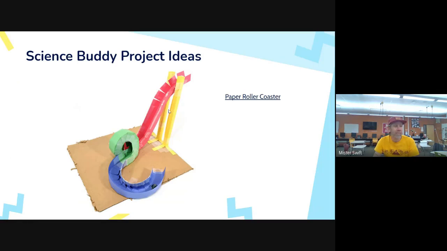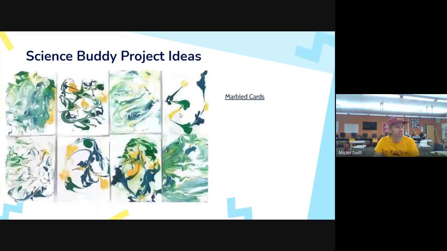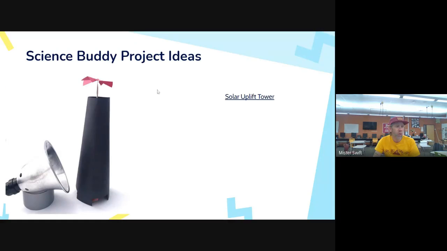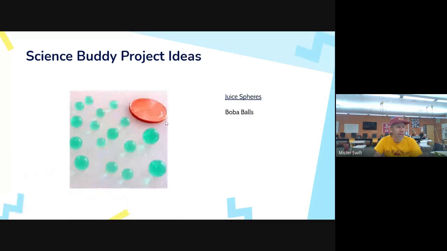And then paper roller coaster, again, that'd be pretty easy to do on your own at home. Marbled cards, doing some things with paint and some colors. There's a solar uplift tower, which is kind of a neat idea where you heat the air inside of a cone, and then it moves the propeller at the top.